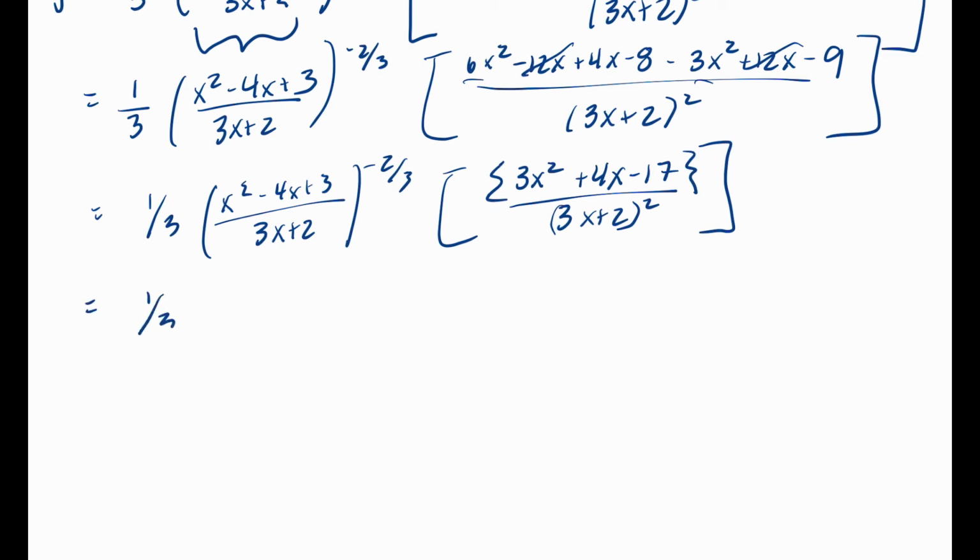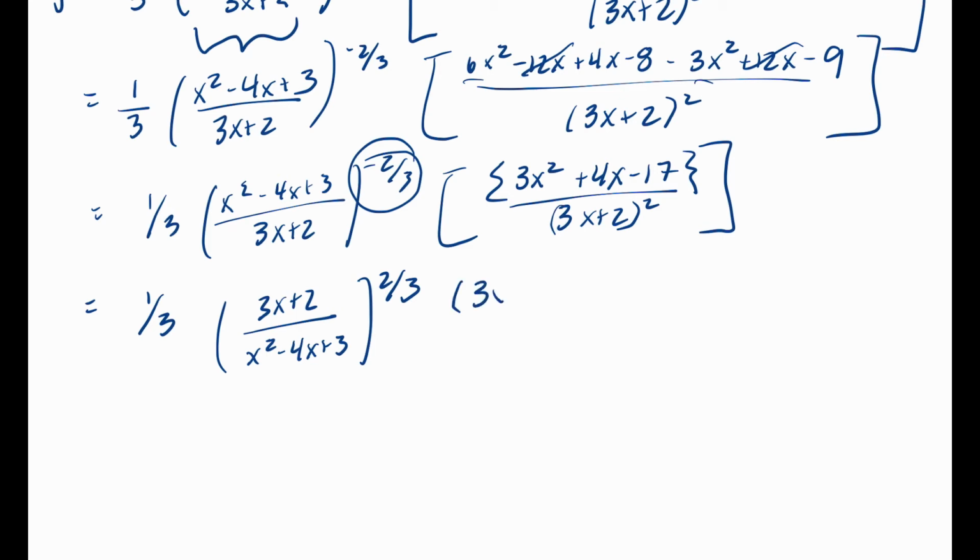So the first thing I like to do whenever I see a negative fraction, I want to get rid of it. So now I'm going to flip my inside. So I have 3x plus 2 over x squared minus 4x plus 3 to the power of positive 2/3 because I'm allowed to do that. I'm also going to leave this the same. So I'm going to change it to 3x squared plus 4x minus 17 times 3x plus 2 squared.